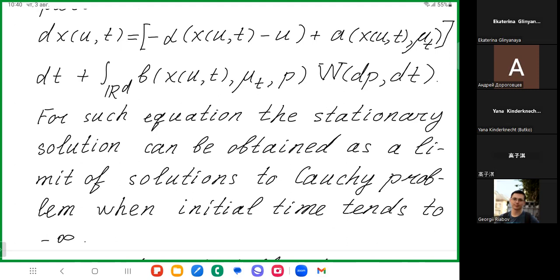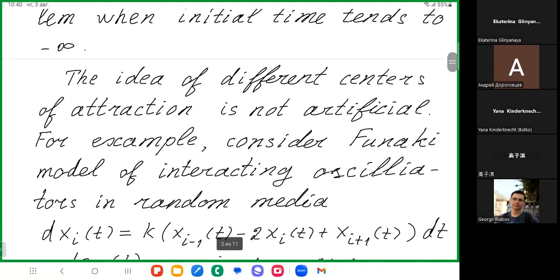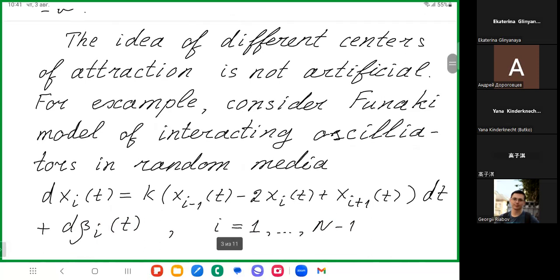So it looks like, for the first time, that this additional attracting center is artificial, but it turns out that people did this a relatively long time ago. For example, Funaki, in the 80s of the previous century, proposed such a model of interacting oscillators in random media. You see the equation.